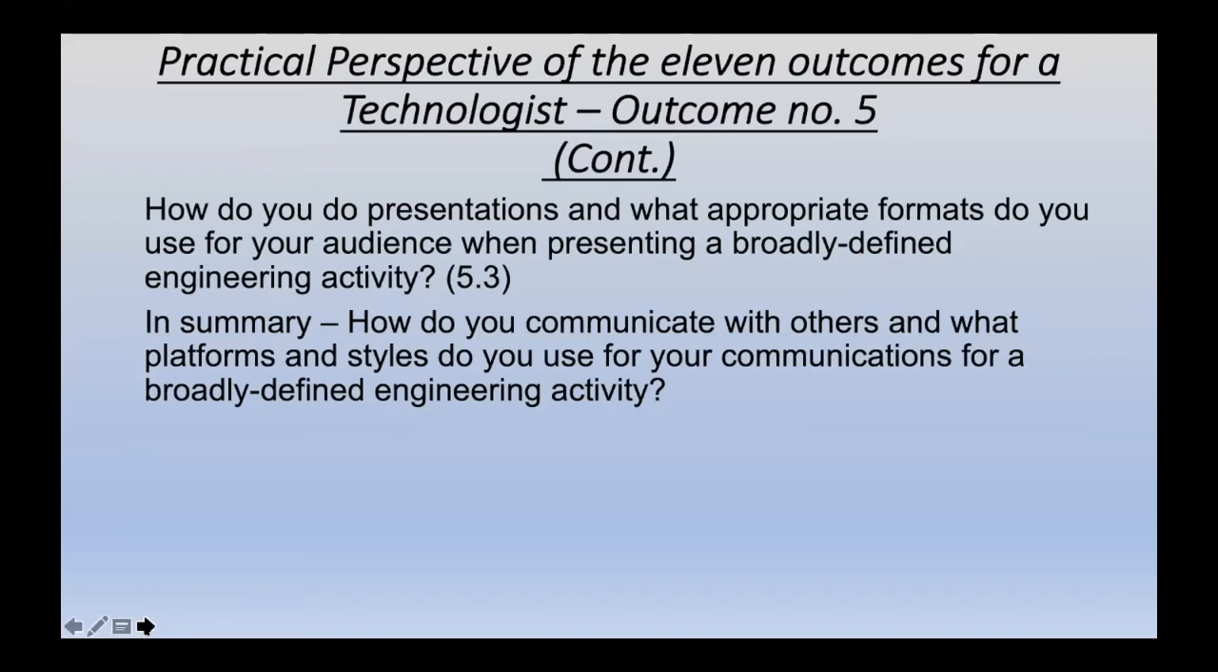Okay. How do you do presentations, and what appropriate formats do you use for your audience when presenting a broadly defined engineering activity? This is where you do a presentation, what mediums you're using, what you do if you have a power failure, as what we do now. How do you go about it? Now, in summary, how do you communicate with others, and what platforms and styles do you use for your communications for a broadly defined engineering activity? That is a question you have to ask yourself when you're doing outcome 5. Next slide.